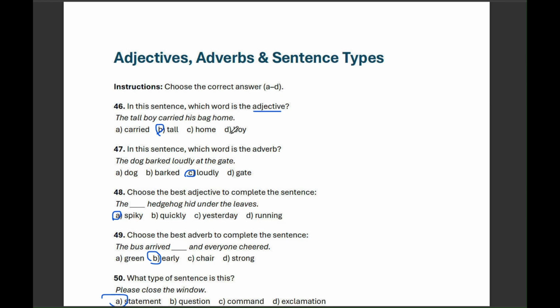Let's think about why some of these are not the adjective. Option A, carried, is a verb. It's an action word. Option C, home, tells us about a place. And option D, boy, is a noun, which is a person, place, or thing. That leads us to the correct answer, which is B, tall. The explanation confirms that tall describes the noun boy, and that is exactly what an adjective does. It describes or modifies a noun.